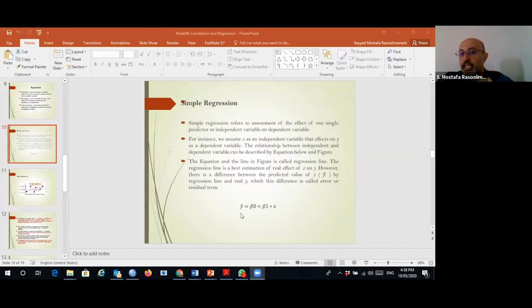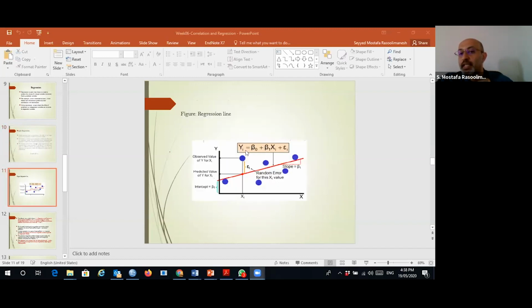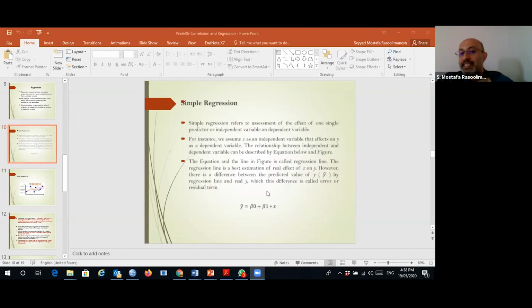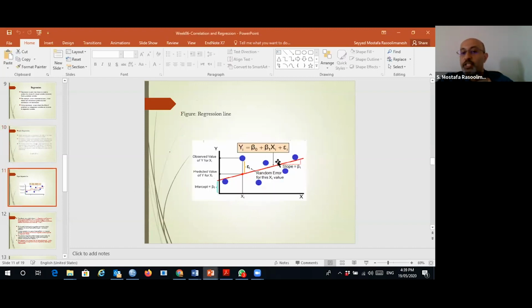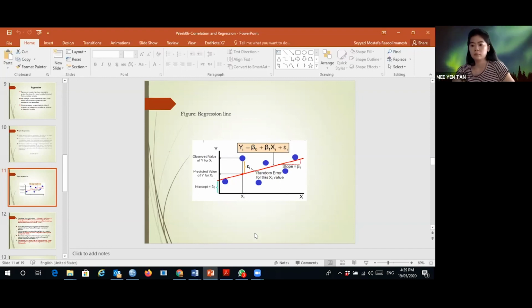Okay. Here you can see y hat is beta 0 plus beta 1 x. So this is the equation of this line. Regression is represented by a line equation, right? And this beta 1 is the slope of this line.